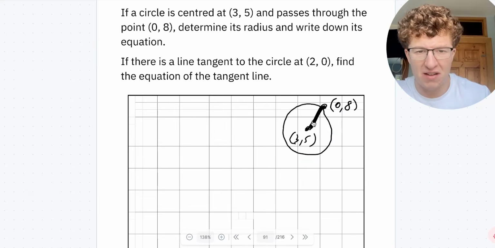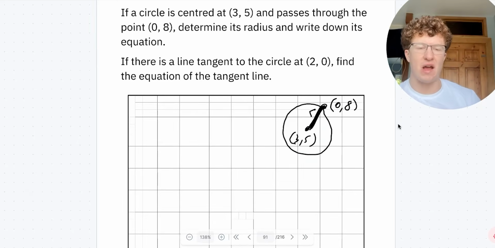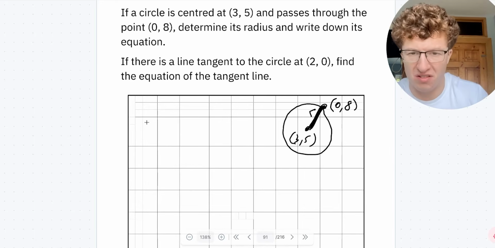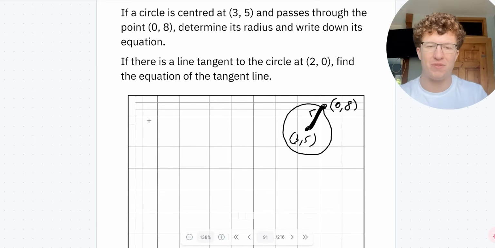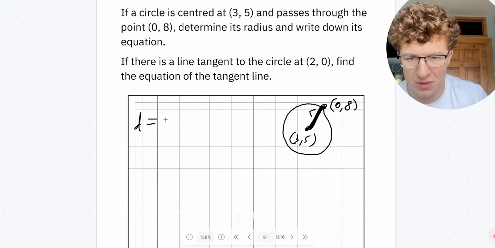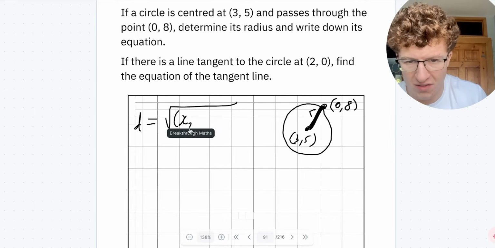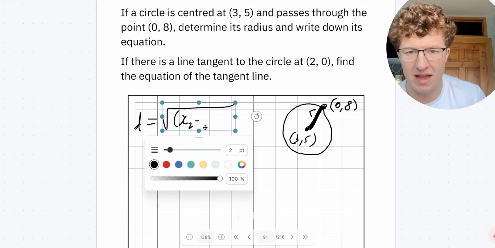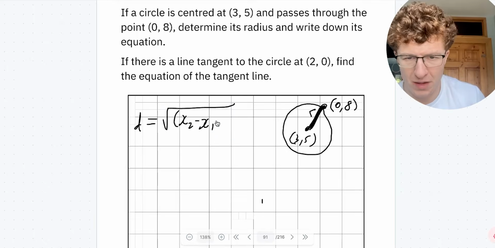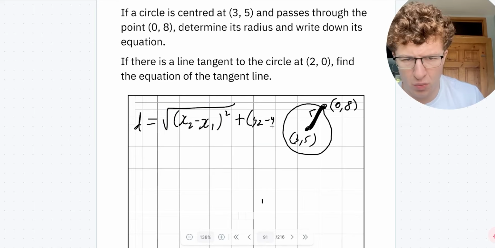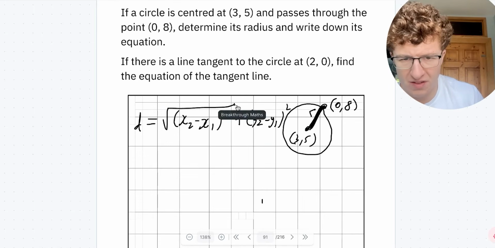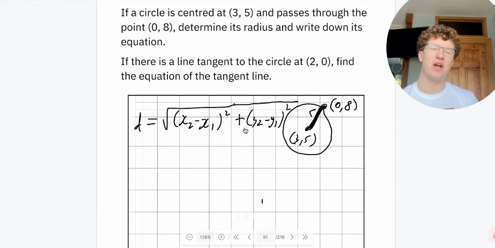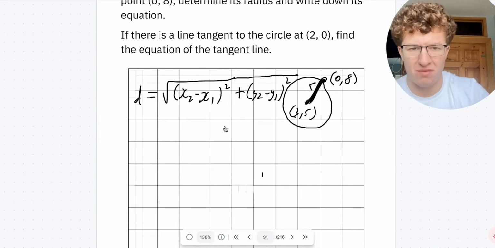That means this here is going to be the radius. Now, how do we get the radius? It's just going to be the distance between those 2 points. So we just have to use our regular distance formula. D is equal to the square root of what? X2 minus X1 squared plus Y2 minus Y1 squared, like that. This is very messy. But yeah, that's the equation we need. Just the distance between 2 points.